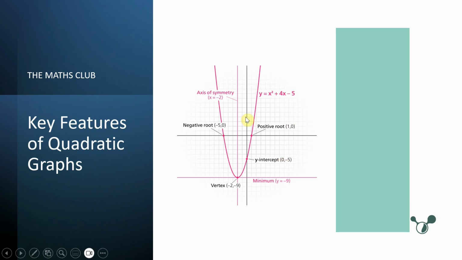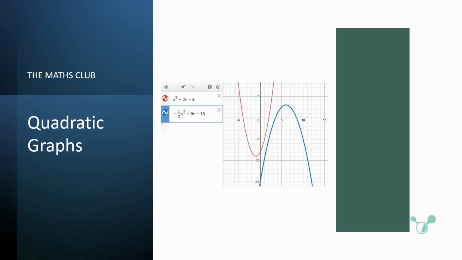So it's just a lot of information here which we are still going to break down, but this is basically what we have. And you can see the difference between an upward opening and a downward opening. This is a downward opening because the coefficient of x squared is a negative value, and this is upward because the coefficient of x squared is a positive value.